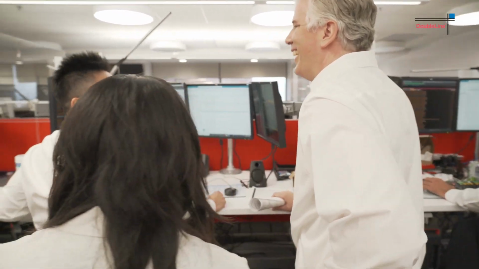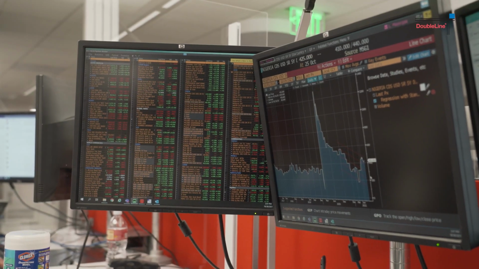The second pillar is bottoms-up fundamental research, which is conducted by analysts on our team that do a deep dive into each individual country. The third pillar is portfolio construction, where we combine the macroeconomic views and the bottoms-up fundamental research to find trades with the best potential risk-adjusted returns to put into the portfolio. The fourth pillar is active risk management, where we manage all current positions and potential future positions on a daily basis.